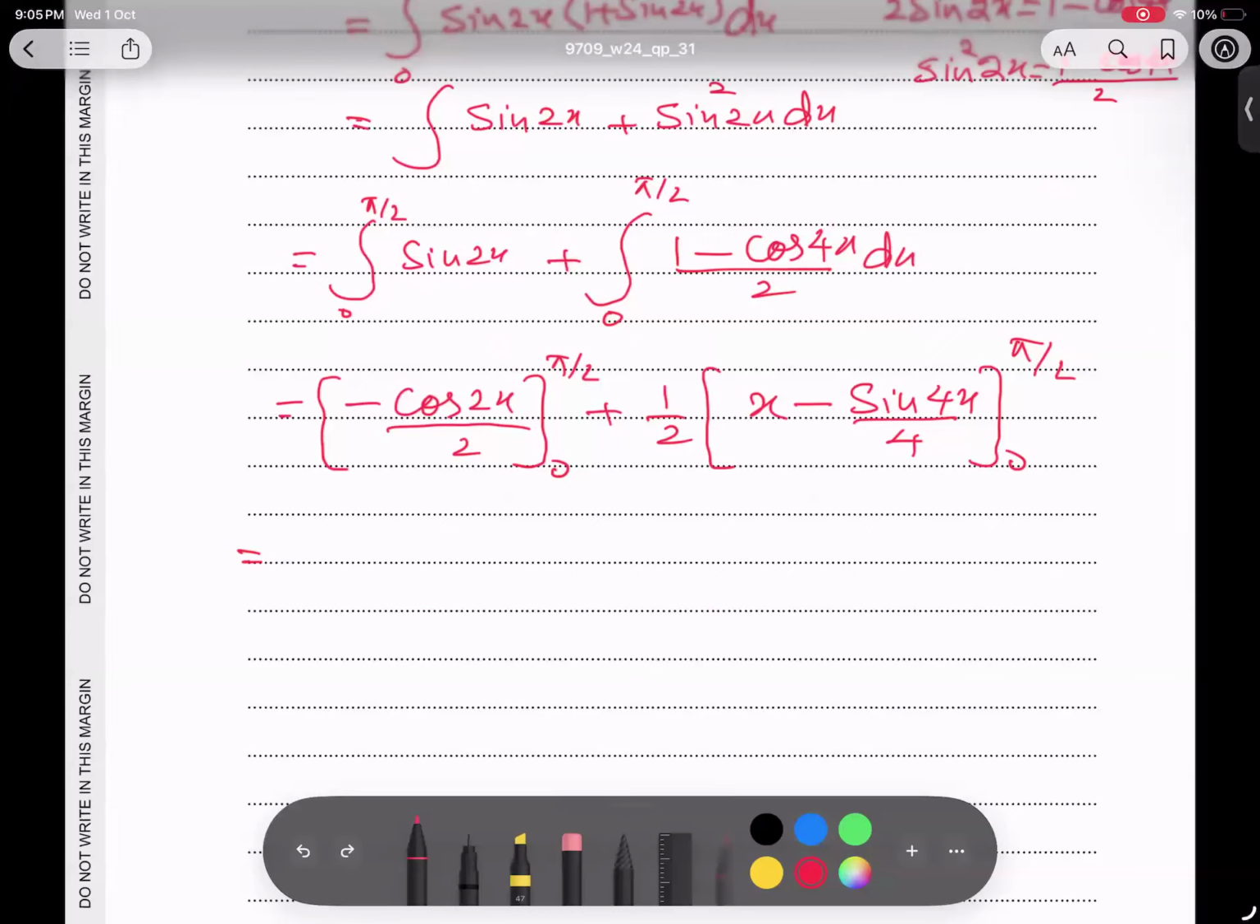So when I plug in pi by 2 here, what happens? This gives us negative 1. Repeat my words: when you plug in pi by 2 in place of x, you get cos pi, and cos pi is minus 1. So minus 1 over 2 is the first answer. And when I plug in 0 here, I get a 1. So this is a formula, minus. So minus 1 over 2.